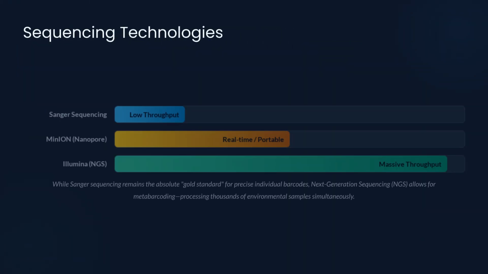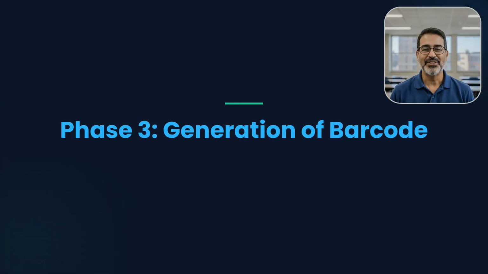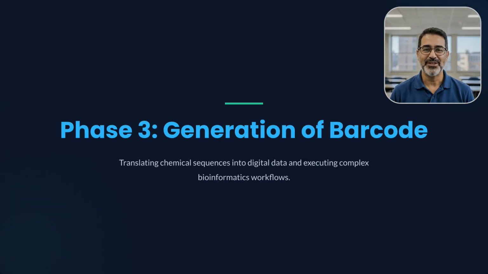Sequencing technologies vary. Sanger is the gold standard for precision individual barcodes. MinION offers real-time and portable sequencing, and Illumina NGS allows for massive throughput, enabling metabarcoding of thousands of samples simultaneously. Phase 3 is the generation of the barcode. This phase translates chemical sequences into digital data and executes complex bioinformatics workflows to finalize the barcode sequence.